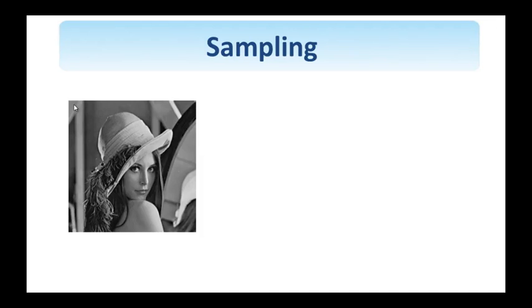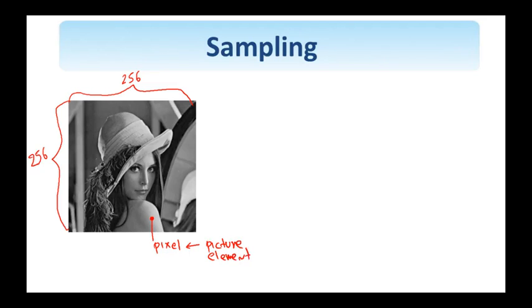To demonstrate sampling, or better yet, resampling, let's consider this digital image. It's a 256 by 256 image, which means it has 256 rows and 256 columns. And it's an 8-bit image, which means each element here, which is called a pixel, from picture element, has 2 to the 8, or 1 of 256 values.